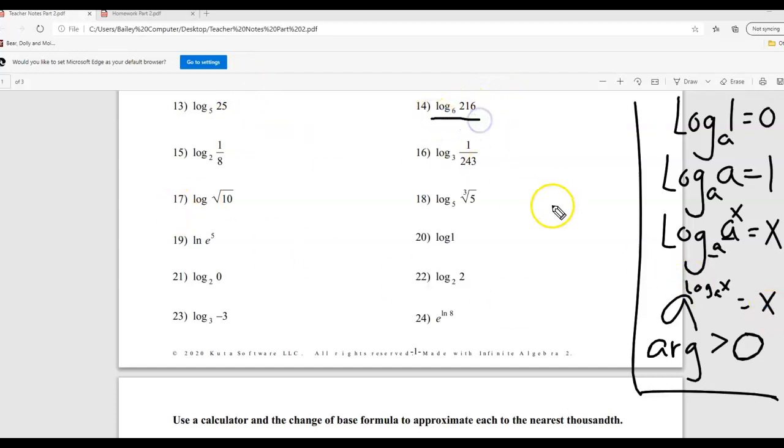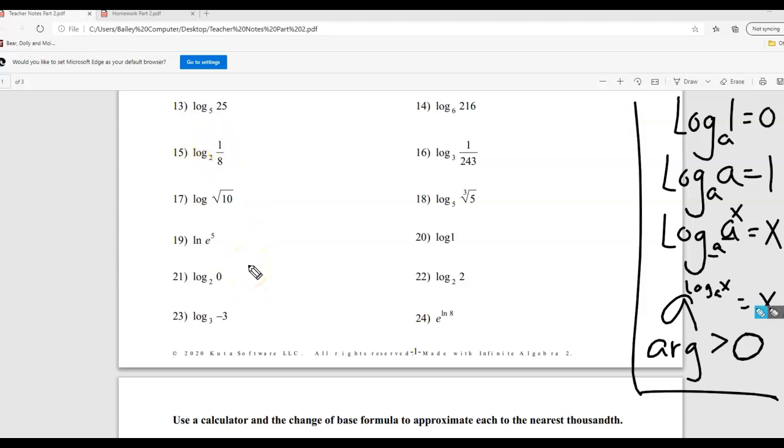Here's another one here. Log base 6 of 216. Basically, that means 6 raised to what power is 216? Or we can get the bases to match, right? That's going to end up being 6 to the 3rd, I believe. These cancel, and I'm left with 3.